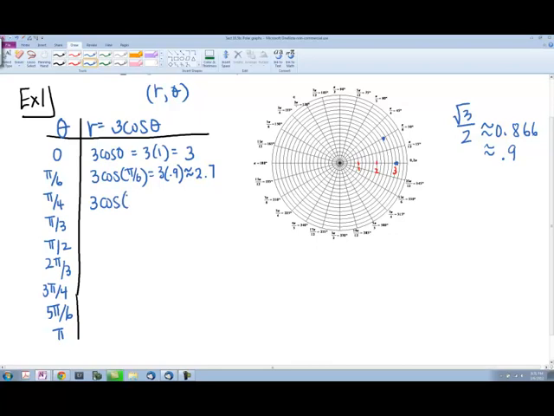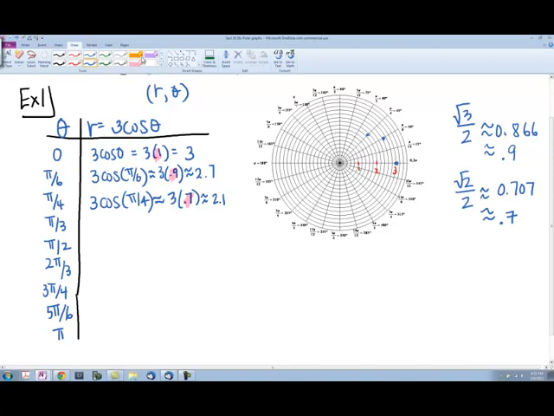Plug in the next one, 3 cosine pi over 4, and at pi over 4, the cosine value there is radical 2 over 2. You guys are going to need to know that is approximately 0.707. And how do you know these? You've got to memorize them. So we get 2.1. And one thing that you should also notice here is the numbers are getting smaller. Why are they getting smaller? Because the cosine value, which is your x value, is getting smaller because it's getting closer and closer to the pole. So let's see, 2.1 for pi over 4. So here's 2.1, right in the middle.